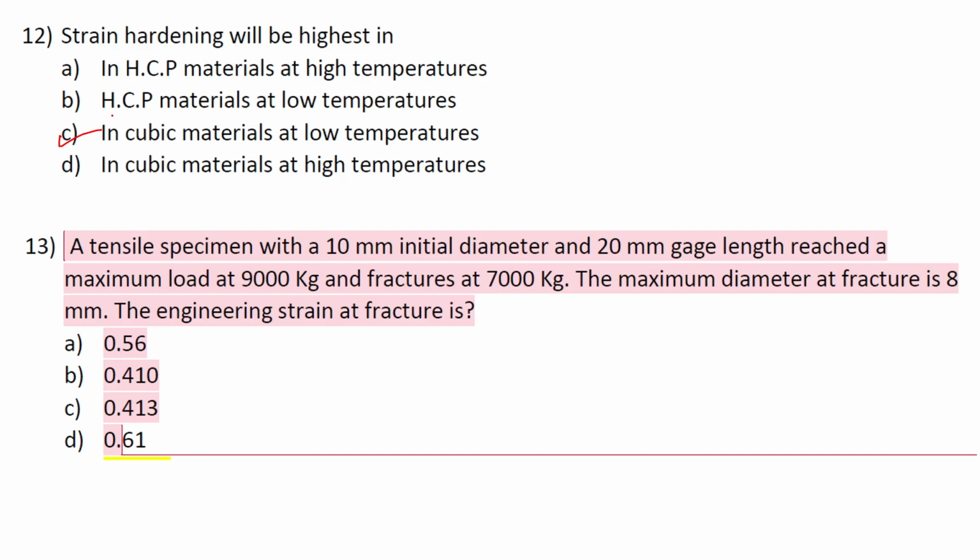Now, the 13th question you have to find. A tensile specimen with a 10 millimeter initial diameter and 20 millimeter gauge length reached a maximum load at 9,000 kilogram and fractures at 7,000 kilogram. The minimum diameter at fracture is 8 millimeter. So you have to find the engineering strain at fracture.